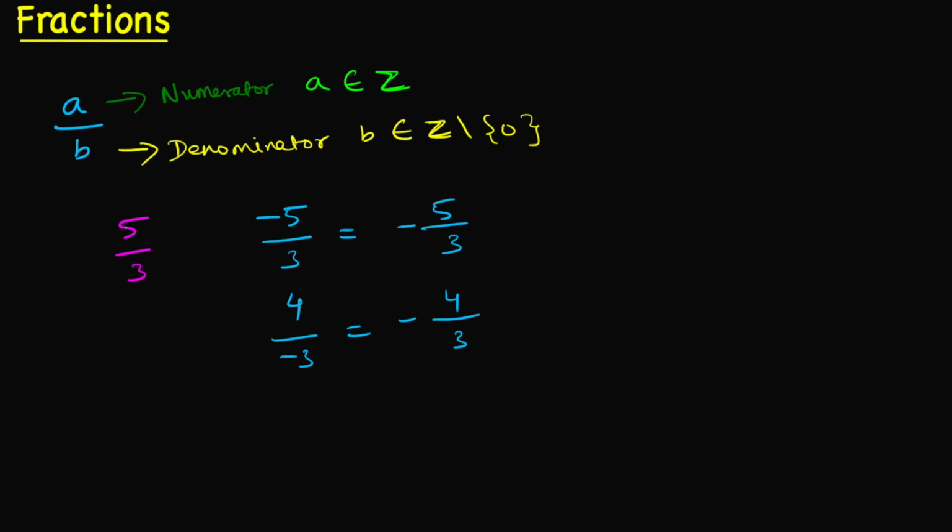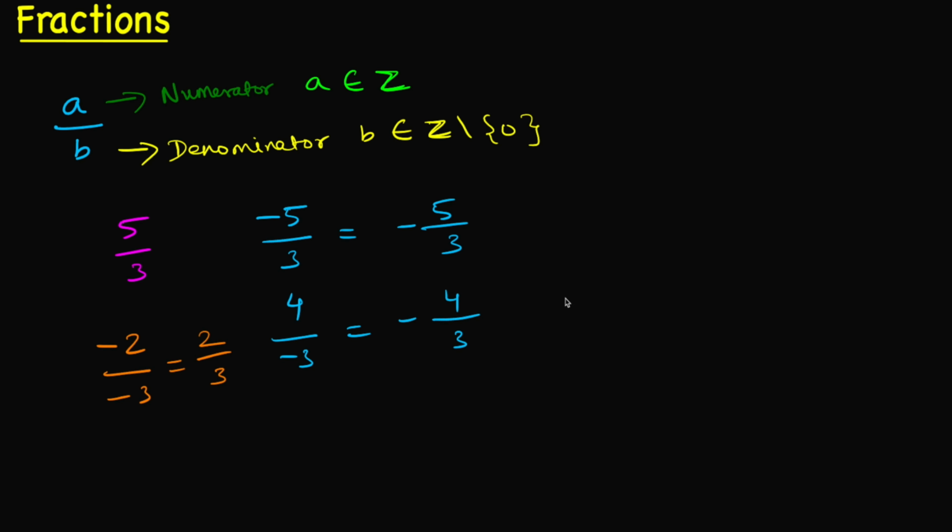So in this case, we have plus 5 and plus 3. So the overall sign of this fraction will be positive. And similarly, if we have minus 2 over minus 3, then this can be rewritten as 2 over 3. So the overall sign of the fraction is just positive.